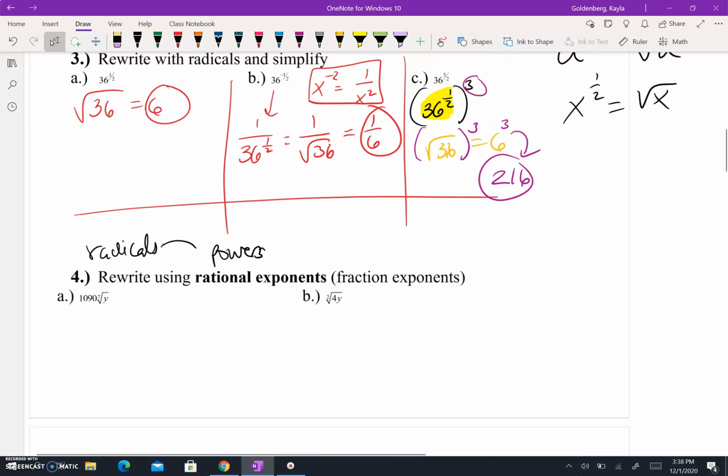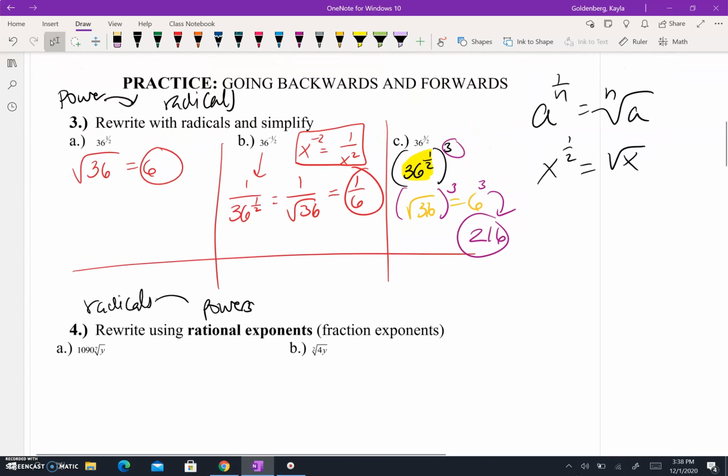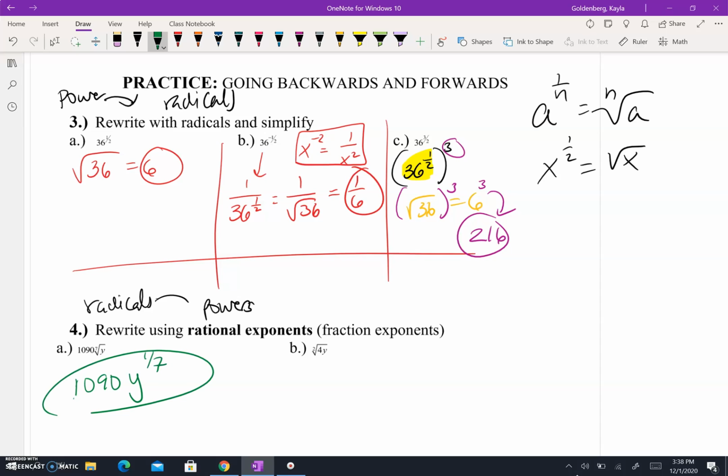Number 4 asks us to go the other way, so I'll just leave this up here for reference. So if I have the 7th root of y, I could write that as y to the 1/7, right? There's not really as much simplifying that happens here. For part B, I've got the square root. You don't really have to write the 2 there, but you can. That's like 4y to the 1/2 power, right?